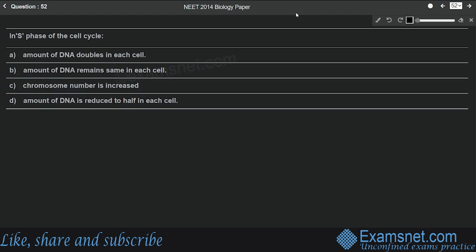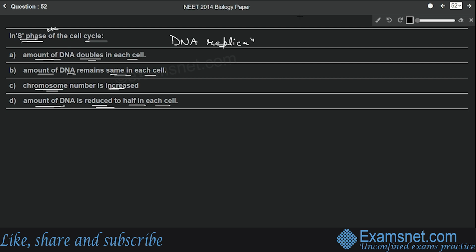Question number 52 is from the chapter Cell Cycle and Cell Division, and the question is, in S phase of the cell cycle, option A, the amount of DNA doubles in each cell, option B, amount of DNA remains same in each cell, option C, chromosome number is increased, and option D, amount of DNA is reduced to half in each cell. Okay, so we know that the S phase means synthesis phase, and it marks the period where DNA synthesis takes place. That means DNA replication takes place, okay.